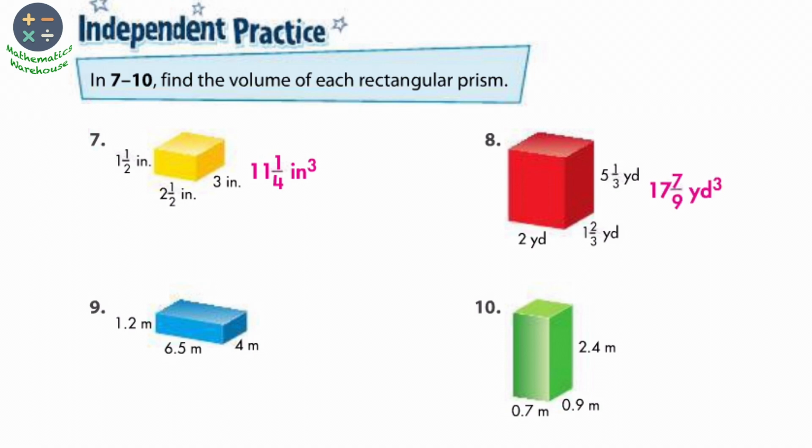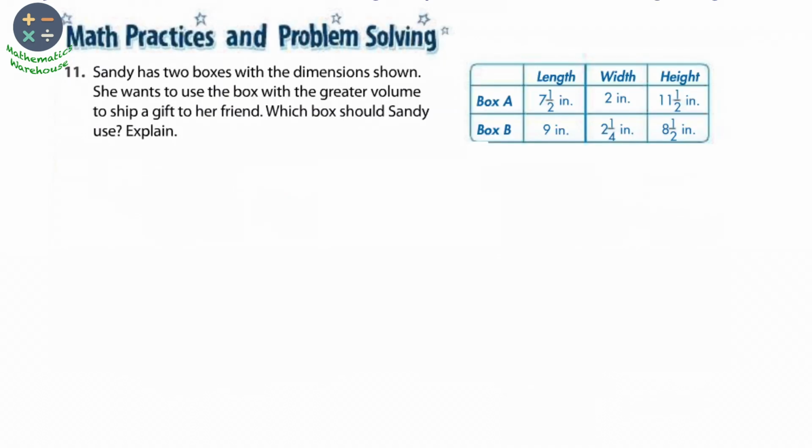And number 9, you have to multiply 1.2 times 6.5 times 4. And the answer is 31.2. Number 10, you have to multiply 0.7 times 0.9 times 2.4. And the answer is 1.512 cubic meters. Next question.